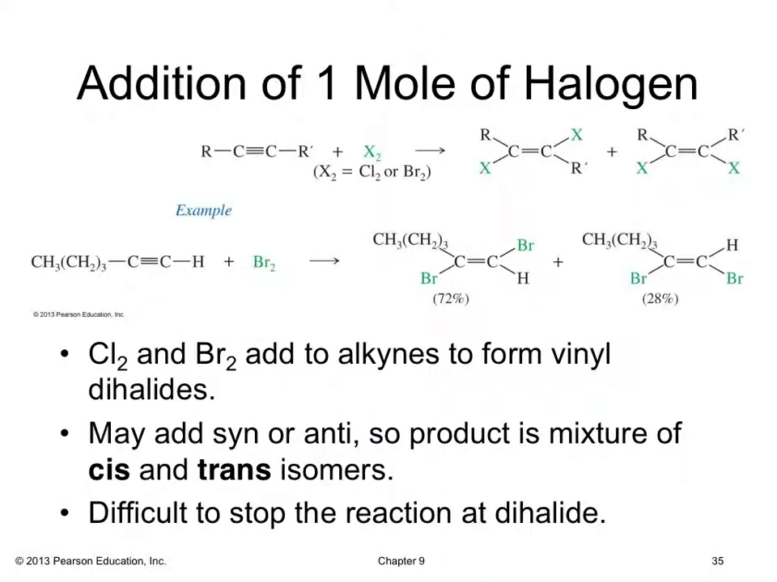So another reaction here is addition of 1 mole of halogen. You can just add 1 mole of the halogen, being chlorine or bromine, to an alkyne. This will generate addition where you have trans addition as well as cis addition, so you'll generate both products. That's important here. So if we do an example, adding 1 mole of bromine to this terminal alkyne will generate the trans as well as the cis product.